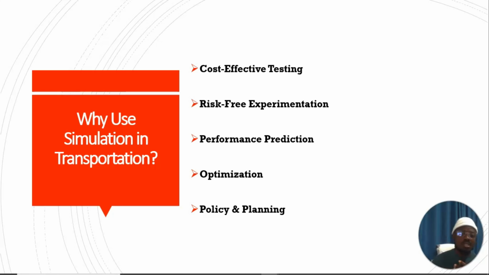Then the next point is optimization. That is, it helps to improve the traffic flow. It helps to reduce delay and lower emission. So when we use that, it helps us to achieve that and the implementation of that in the real world. And the last point here talks about the policy and planning.